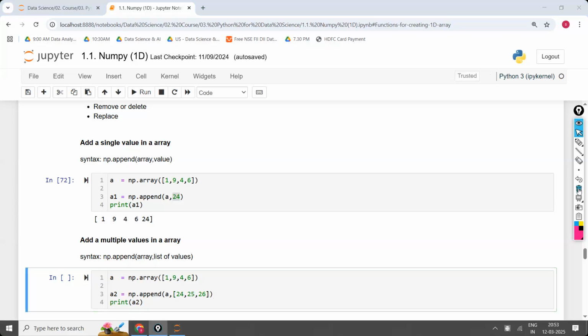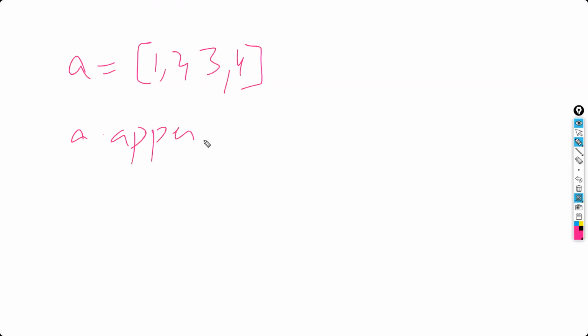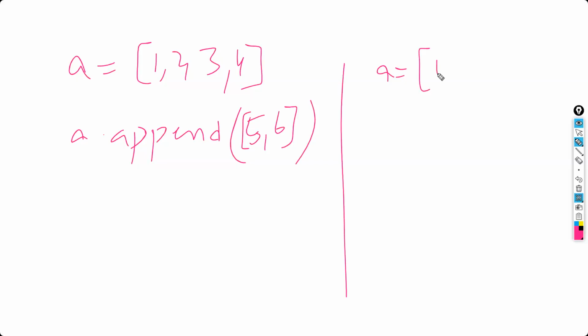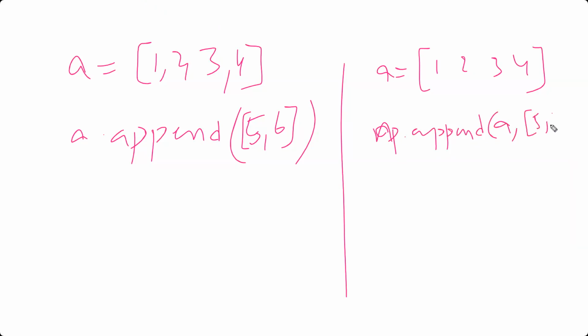What is the difference between this one versus this one, guys? A is equal to 1, 2, 3, 4, and A.append of the list 5, 6. Okay, now A is equal to 1, 2, 3, 4. It is an array. Don't ask again how to create the array. First, the array will be converted from the list only. Now, np.append of A, comma, list of 5, 6.